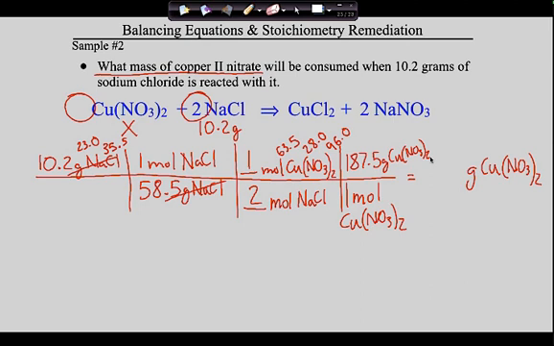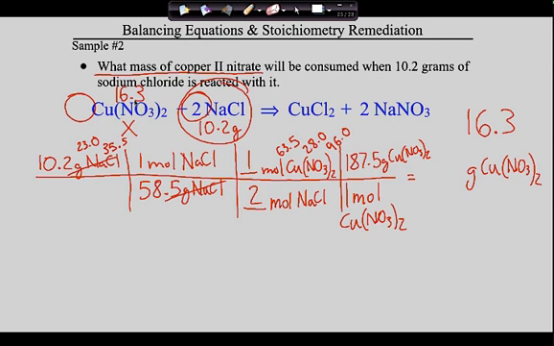Now we're ready to do the math. And you'll remember that we multiply by the top and divide by the bottom. So we have 10.2 divided by 58.5 divided by 2 times 187.5. And being limited then to 3 significant digits, the answer is 16.3 grams. So what we just found out is that if we react 10.2 grams of NaCl, it will take 16.3 grams of copper 2 nitrate to react with it.